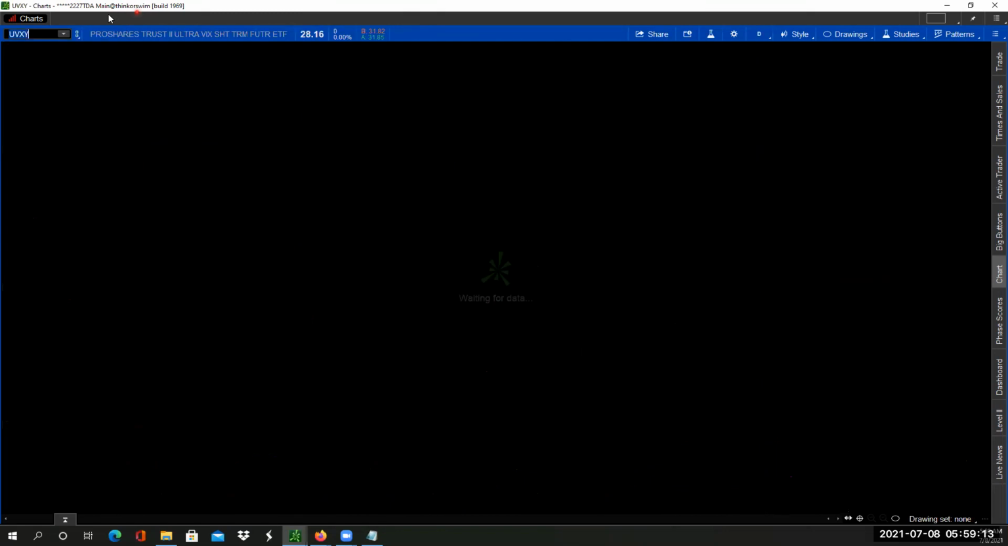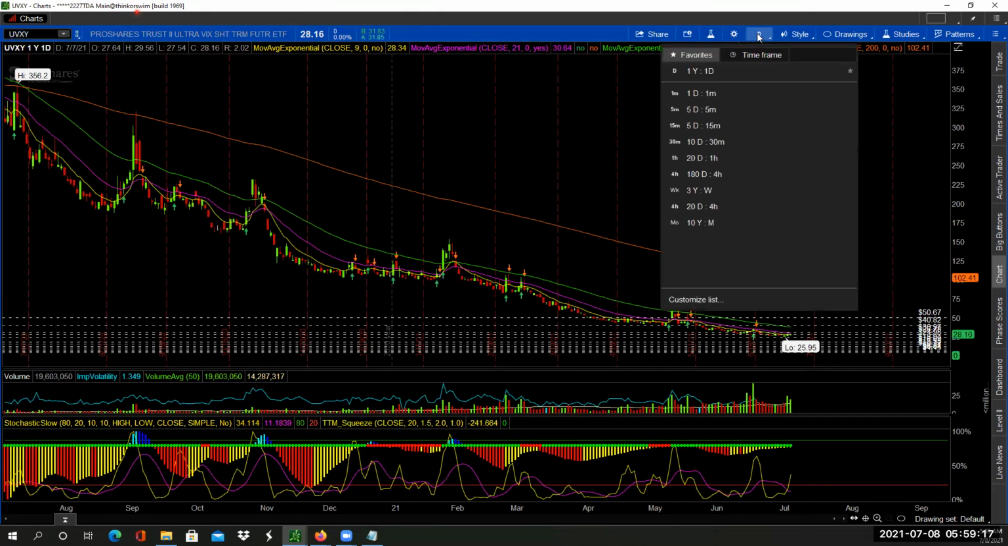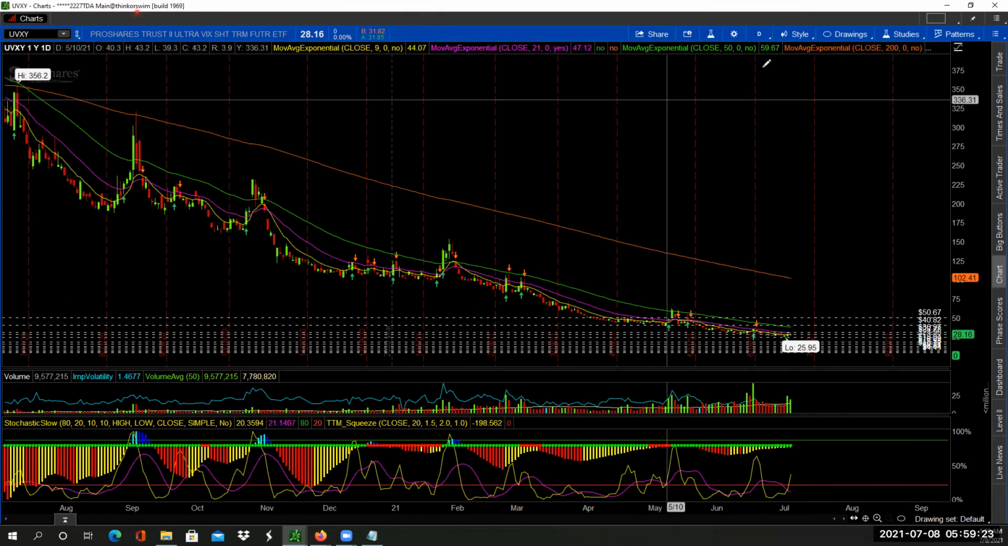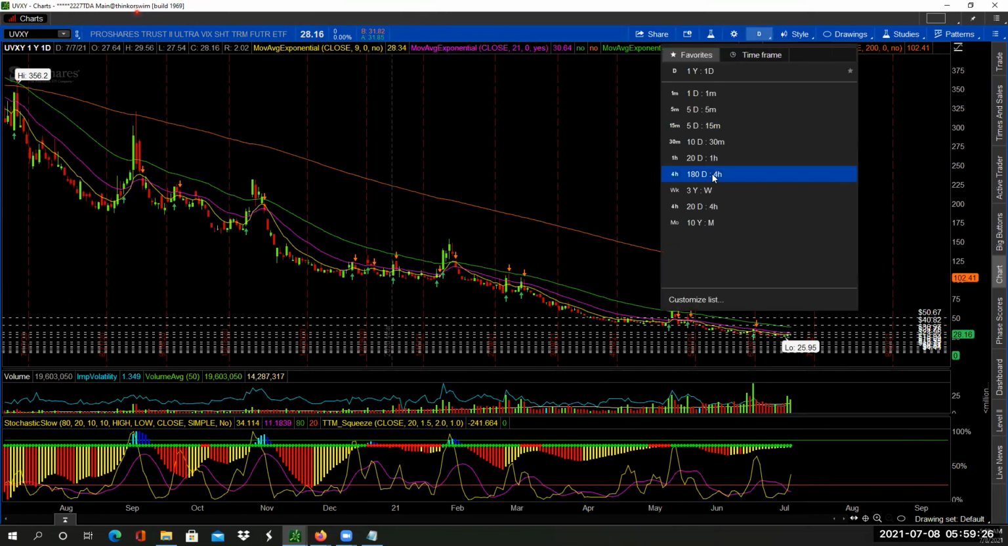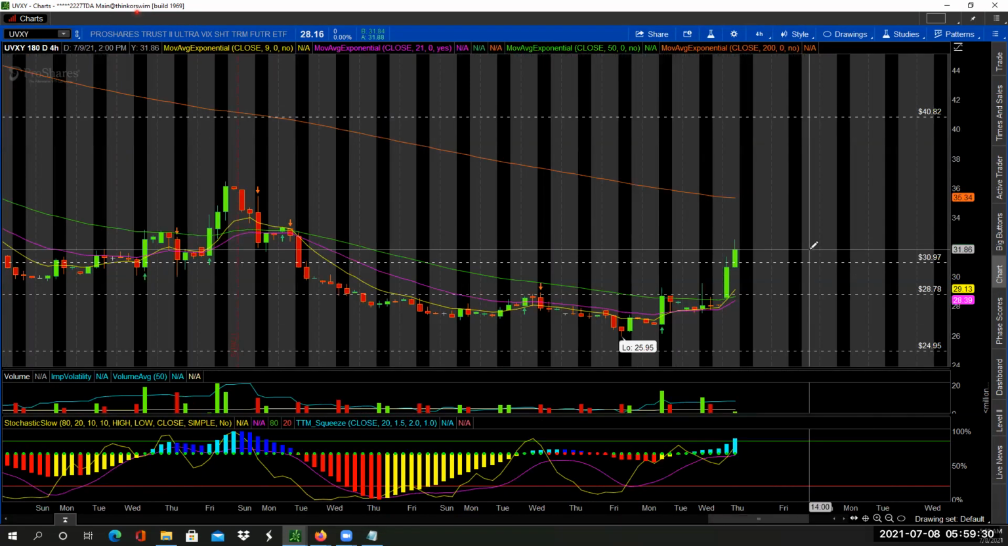So VIX is just measuring the volatility of the market. Exactly. UVXY is another one. And I think there are three more. I can't remember the other ones. You can tell those are ETFs, and they're all following the VIX. VIX is the actual indicator that's measuring the volatility of the entire market.